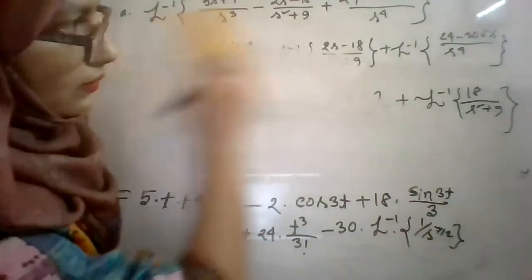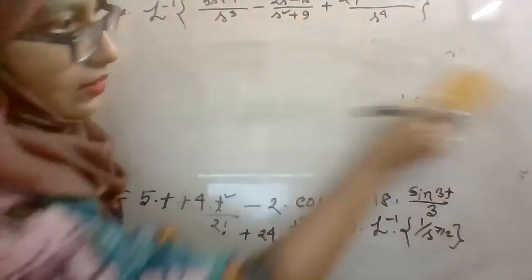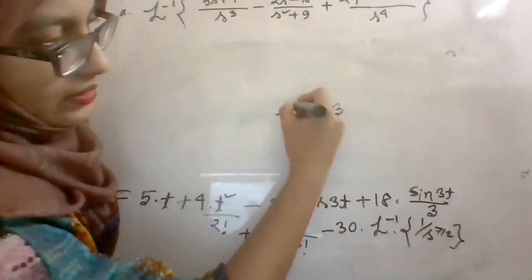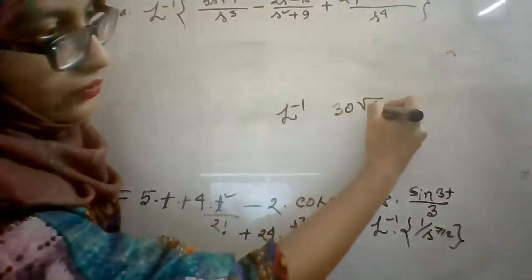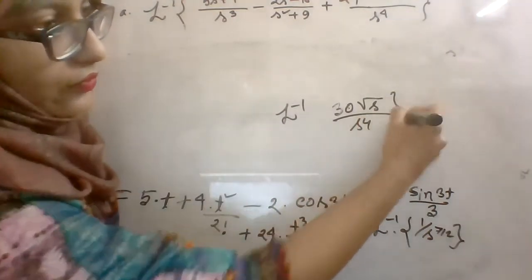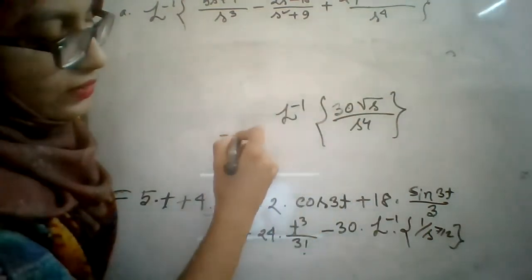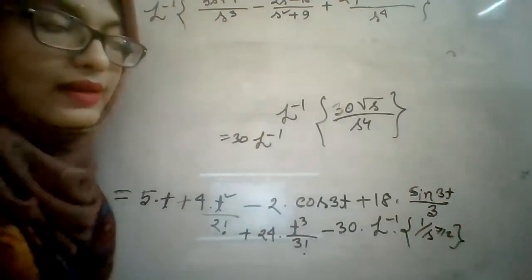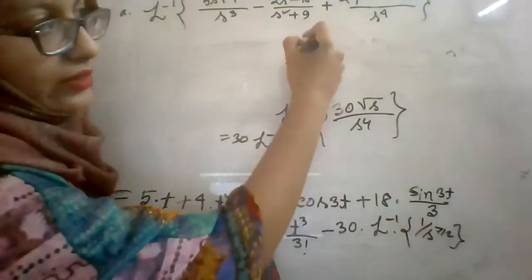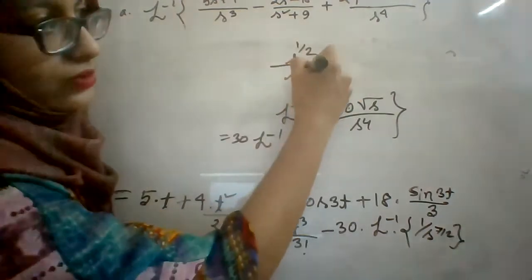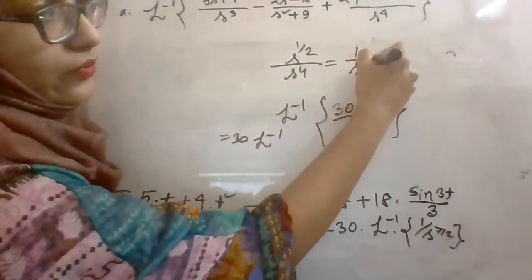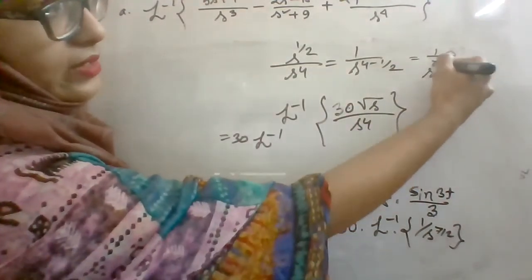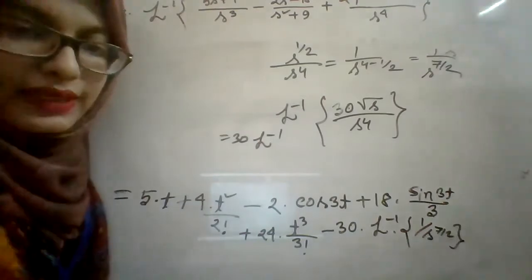Ma'am, could you explain the last part once more? Okay. Here, the previous term was inverse Laplace transformation of 30 square root of s divided by s to the power 4. So we can consider the constant term to the left side. It will be L inverse. Here s to the power half means root over s, right? So s to the power half divided by s to the power 4 can be written as s to the power 4 minus half, and s to the power 4 minus half is s to the power 7 by 2. Now is it clear?